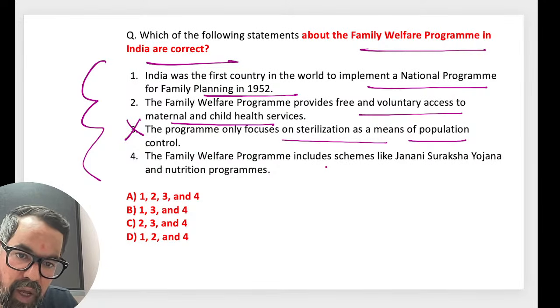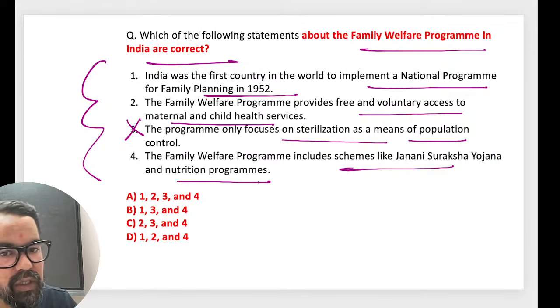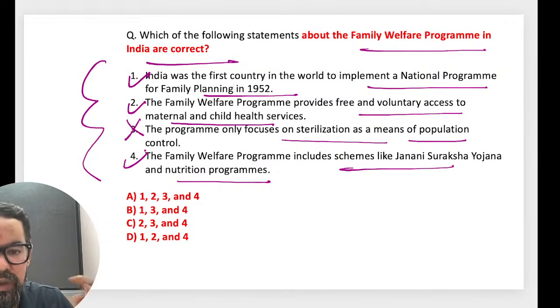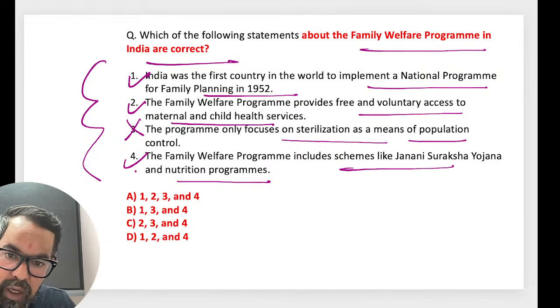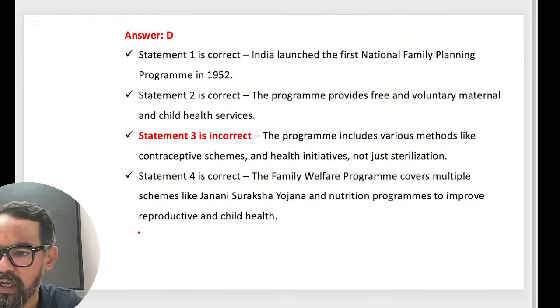The family welfare program includes schemes like Janani Suraksha Yojana, nutrition. Yes, we have September month called the month of nutrition, or the first week is nutrition week and all. So 1, 2, 4, meaning option D will be the right answer for this particular question. Correct. Next one.